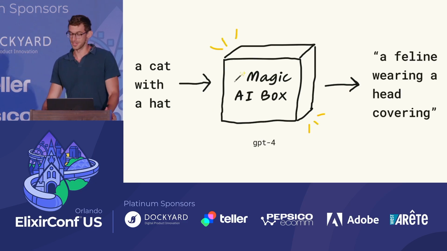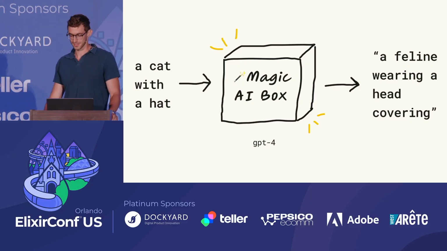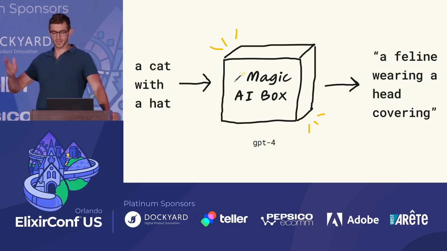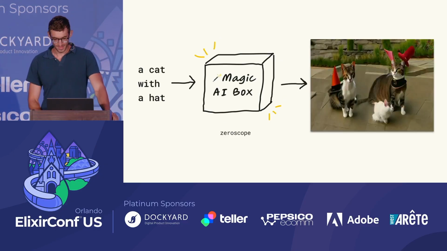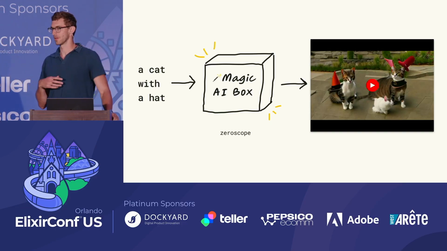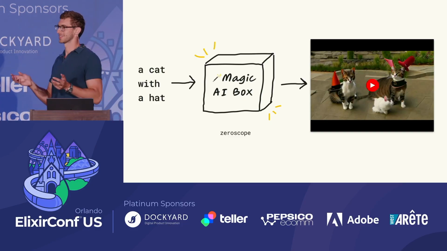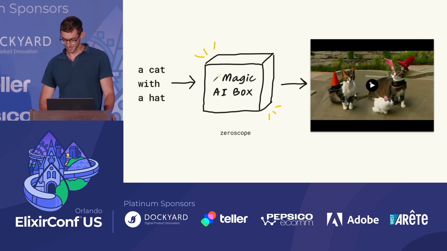We could also put GPT-4 inside this box, which I'm sure you've heard of, a text model from OpenAI. In this case, we put in a cat with a hat, and we get a feline wearing a head covering. We could also put in a text-to-video model. These are pretty new right now and very primitive compared to the other models, but it's pretty amazing to me that you can put in text to this model, and then you get out something that looks like, I'll play the video, a 2-second video of cats sort of wearing hats.